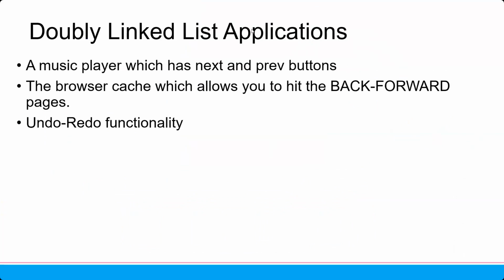In a music player on your smartphone app, we can use the next and previous buttons. In an internet browser, we can go back and forward. Undo and redo functionality in Microsoft Word and PowerPoint, those kinds of things use the doubly linked list.